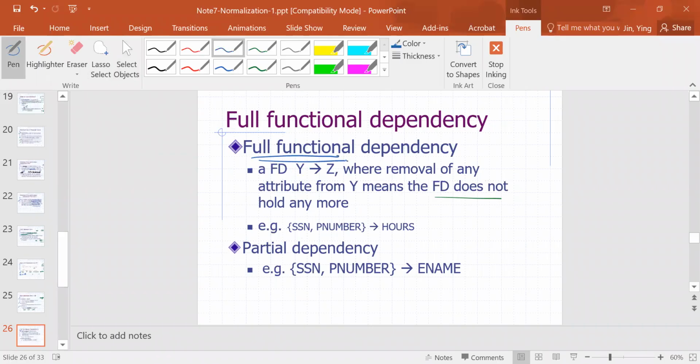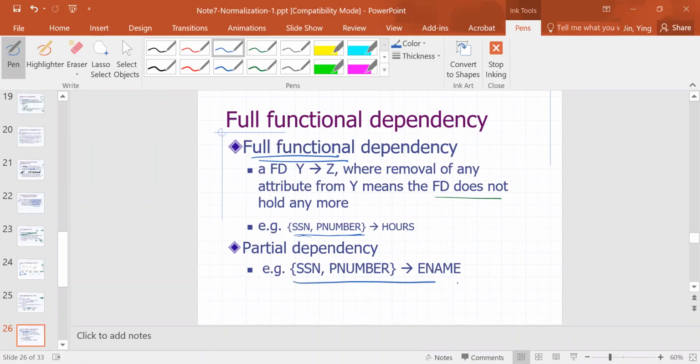Full functional dependency is similar to the minimum cover definition, where, remember, the left-hand set only includes the necessary information. So for any full functional dependency, everything on the left is necessary. You cannot remove anything. That's the full functional dependency. And what is a partial dependency? If something is not a full functional dependency, then it is a partial dependency. So they are just opposite.